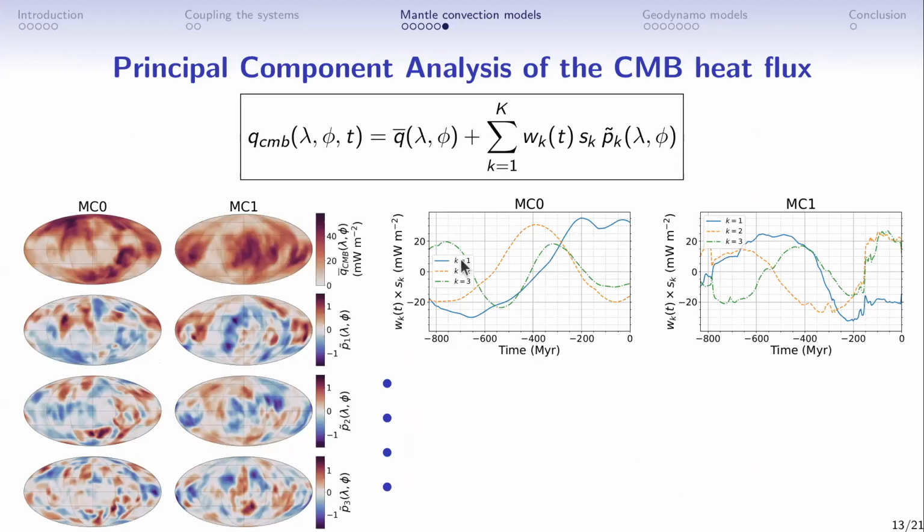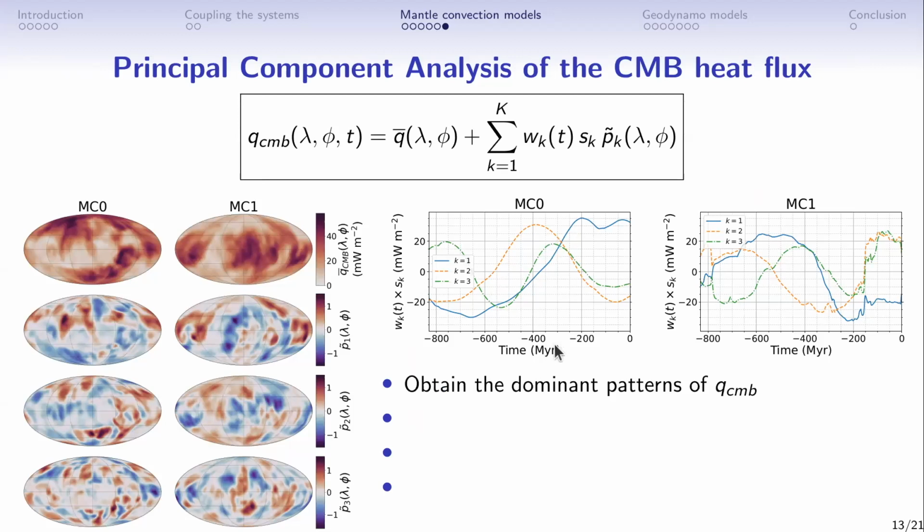And finally, we computed a principal component analysis of the CMB flux to extract the dominant patterns. So this PCA decomposes the CMB flux into a sum of components with a time-dependent weight, a singular value, and a pattern. Those components are perturbations to the average heat flux, the average pattern. In this figure, I give for the MC0 and MC1 cases the average heat flux pattern at the top and the three most dominant components at the bottom. And here I give the amplitudes of these three components for MC0 and MC1. You can see that for the true polar wander corrected case, there are faster oscillations due to the true polar wander.